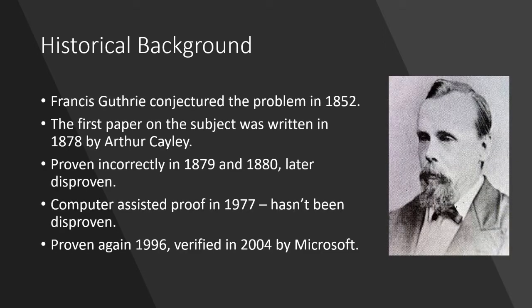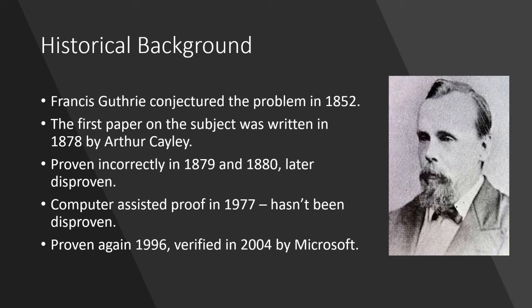The four-color problem, sometimes called Guthrie's problem, was originally conjectured by Francis Guthrie in 1852, and was then introduced to Augustus de Morgan, who we know from De Morgan's laws. De Morgan, who was a professor at the time, then introduced it to the general mathematical community, where it stayed a hot topic for over 100 years.